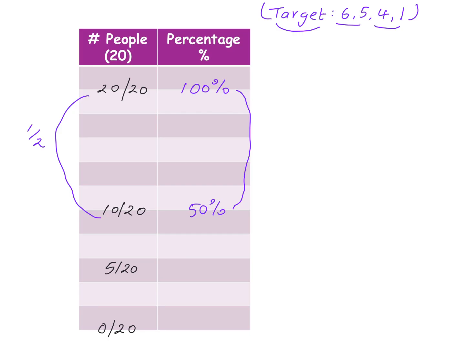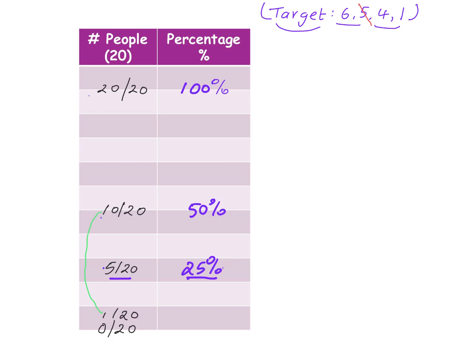Then to get to 5, we can just halve again. So let's halve our 50%. That'll get us to 25%. So 5 out of 20 is equal to 25%. So that's our 5 out of 20 done.